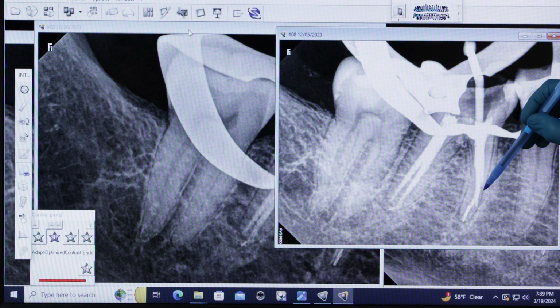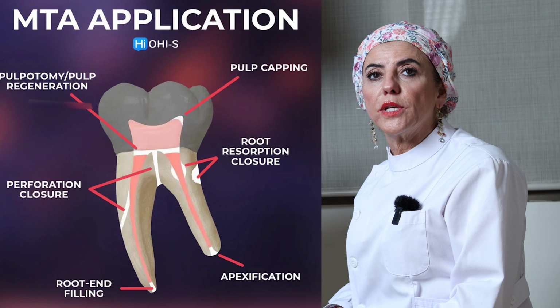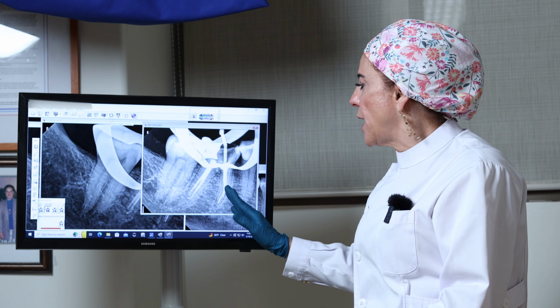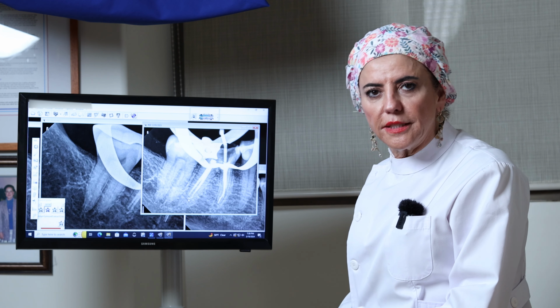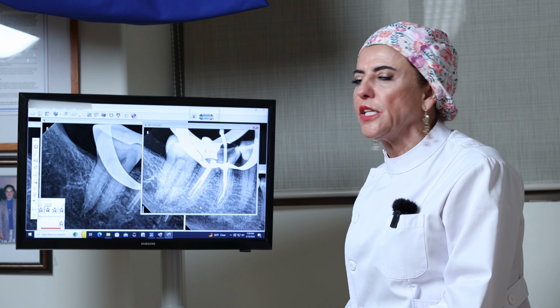Luckily nowadays, we have MTA, which is mineral trioxide aggregate. It's a cement that we use in root resorption, and we use it to seal this part so the treatment will be successful. I talked to the patient about extracting the tooth and having an implant in place instead of the tooth, but she did not want to.